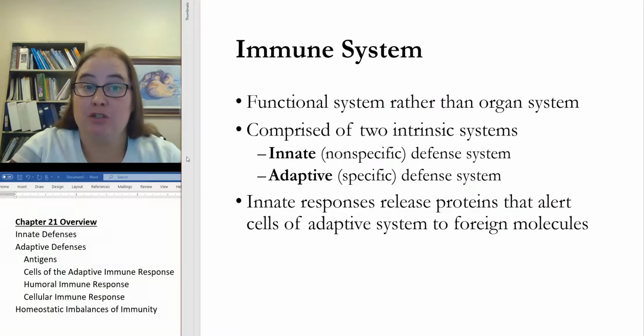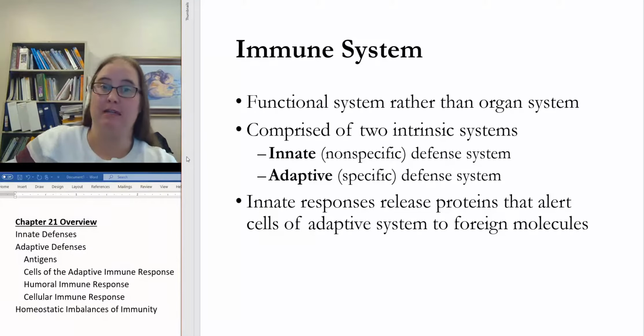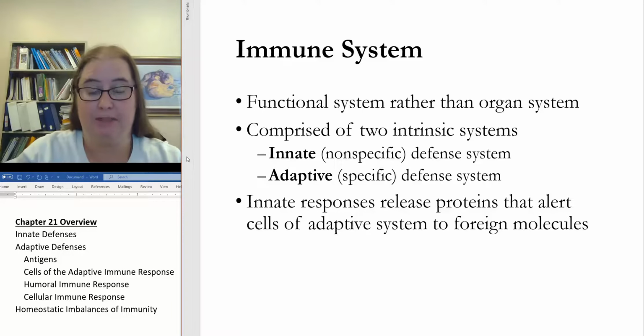It is a functional system rather than an organ system, and what we mean by this is it's basically going to occur systemically throughout the body. It doesn't necessarily follow the path of specific organs. It's going to be throughout the entire body. However, it is comprised of two kind of umbrella systems. One is our innate defense system, and this is nonspecific. And what we mean by nonspecific is, again, the immune system is there to attack and activate a whole cascade of events in response to things invading our bodies.